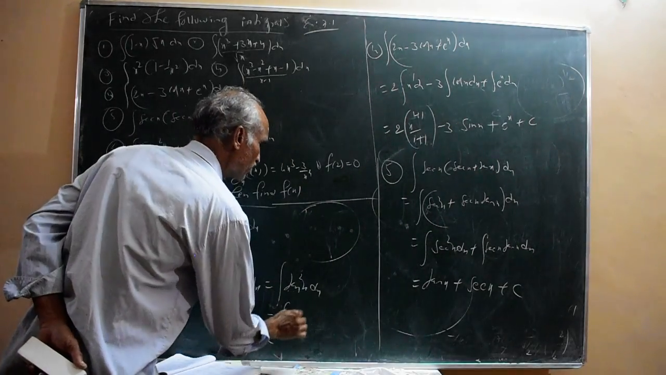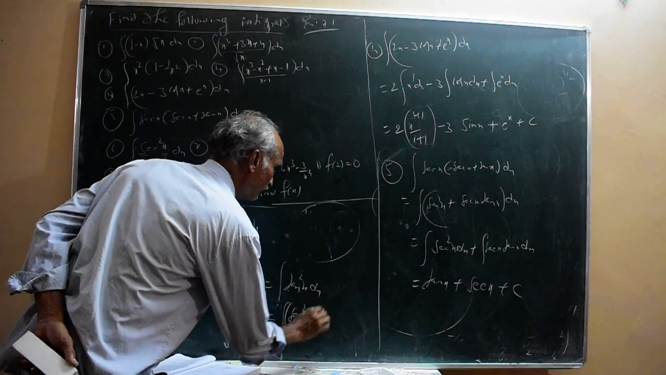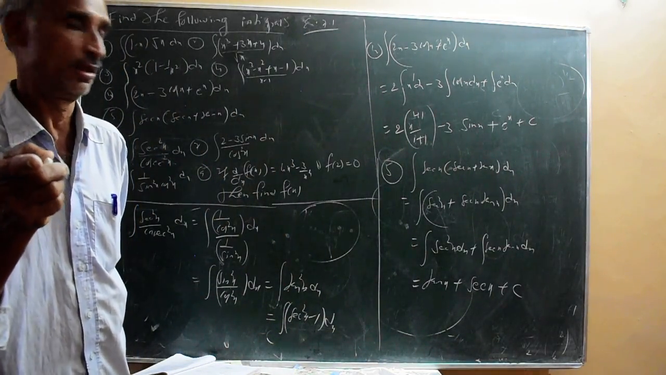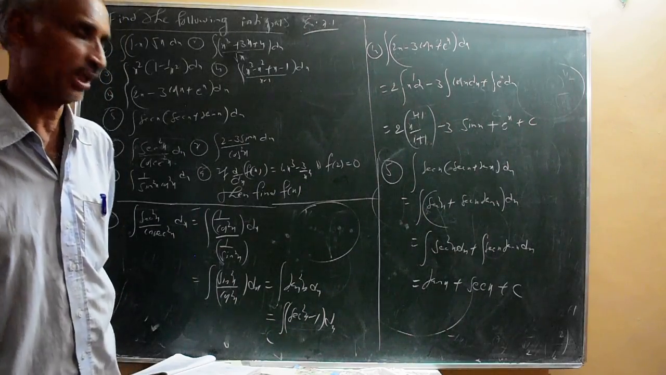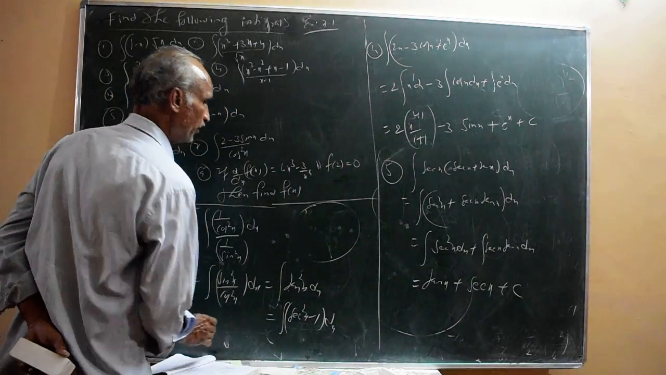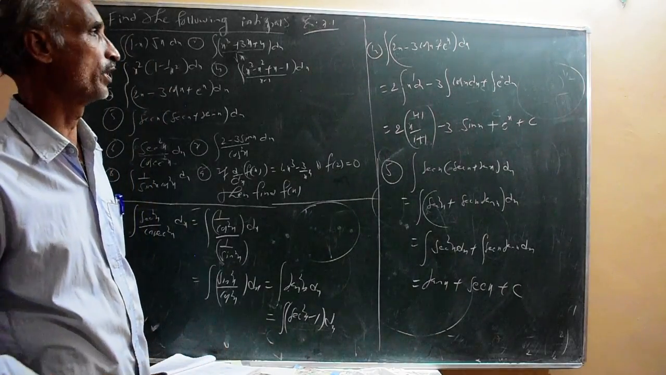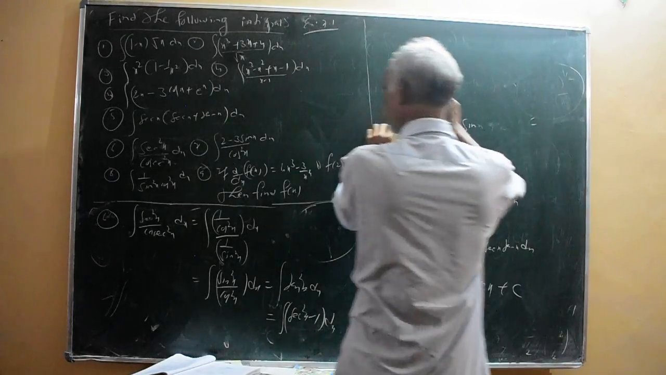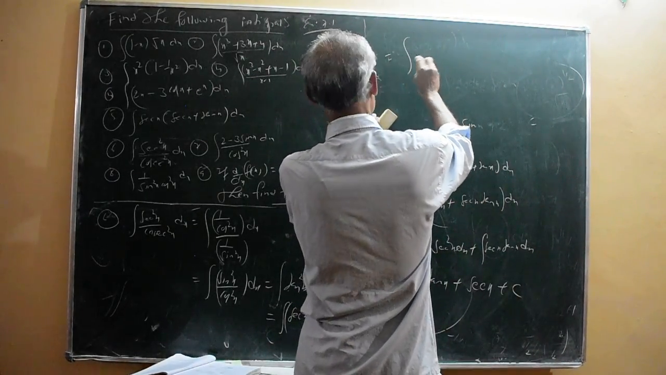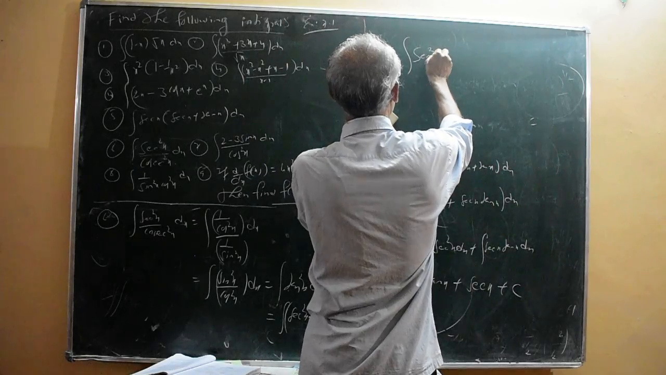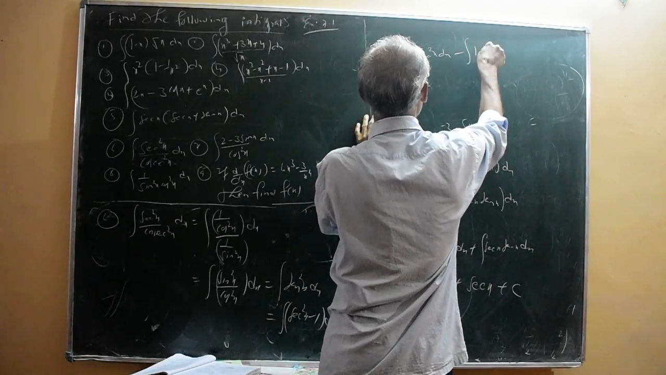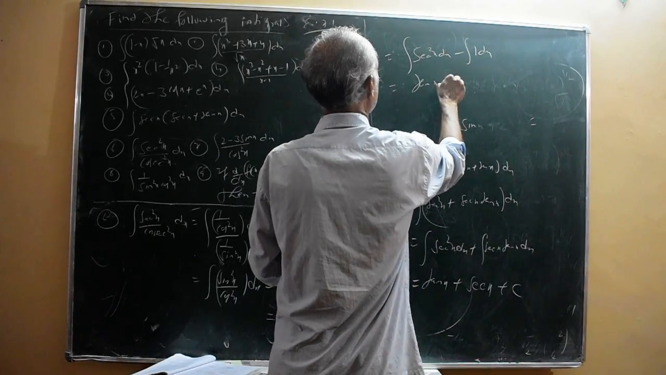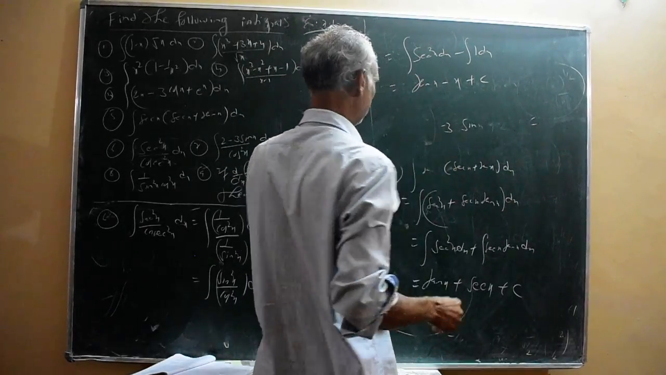Tan square x is sec square x minus 1, because 1 plus tan square x is sec square x. Therefore, tan square x is equal to sec square x minus 1. Now integrate each and every term. Integration of sec square x dx minus 1 dx equals integration of sec square x dx minus integration of 1 dx. Integration of sec square x is tan x, minus integration of 1 dx, which is x, plus c.